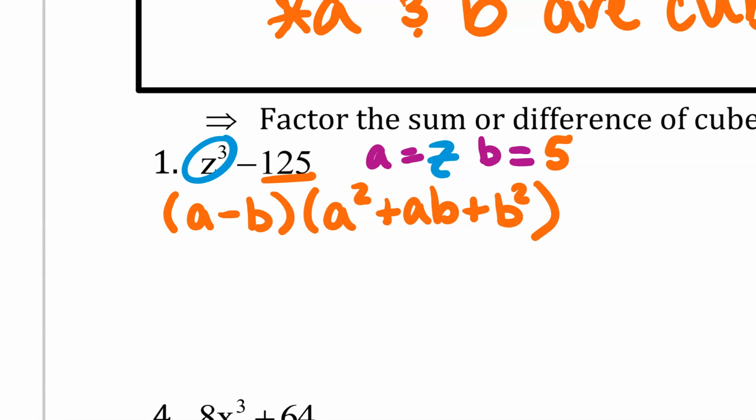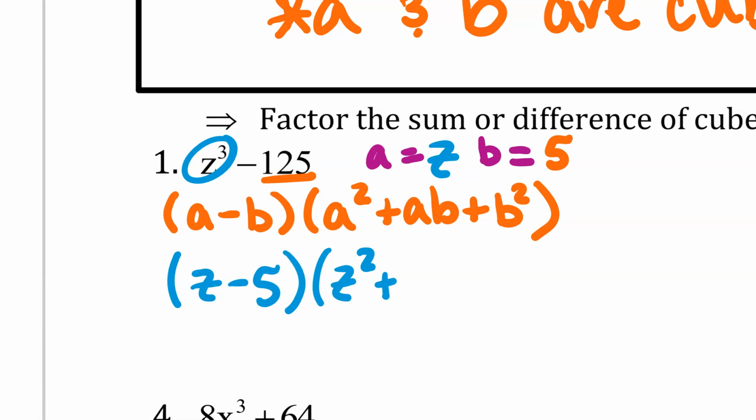Okay, let's fill it in. So a is z, minus b is 5, times a squared, so z times z is z squared, plus a times b, so 5 times z is 5z, and b squared, so 5 squared is 25.